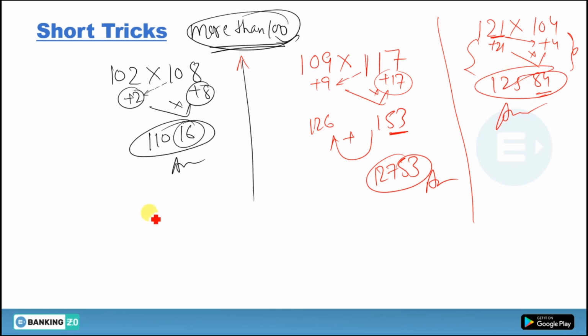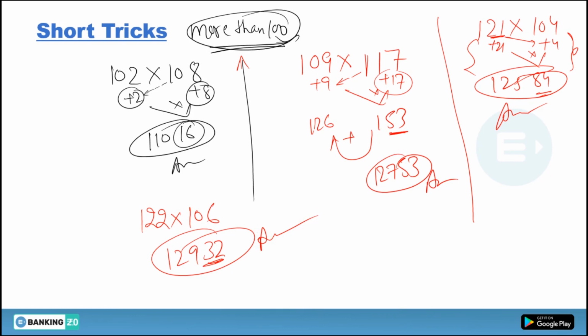Suppose I have to multiply 122 into 106. Okay, now what do I have to do? I have to do 22 into 6. What are you getting? 22 into 6 is 132. 132 means 1 will carry. Now just add 122 to this 6. So what you're getting? You're getting 128, and 1 carry, so you're getting 129. 12932. This one is the answer.